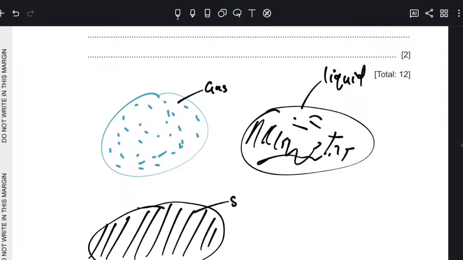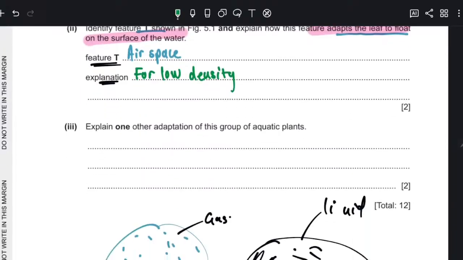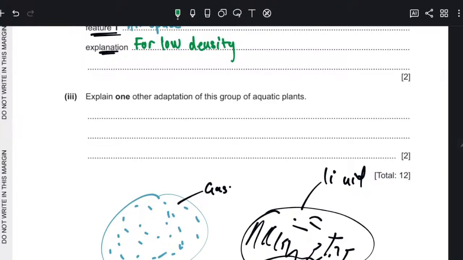If you have a solid, naturally it will be heavier. We say that it is denser. The solid has the highest density. Then liquids are denser than gases. Gases are the least dense. So the reason why we have an air space, we are trying to make the leaf as light as we can. It should have empty space. Why do you have it? We say it is for low density. Have you written that?